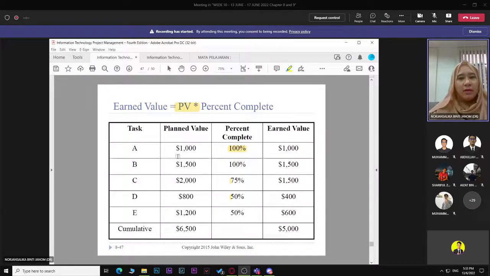So basically, the task is not fully completed. Okay, task C, task D, task E, you need to have another 125% if you calculated cumulatively. Another 125% is not being completed. Kalau boleh kira macam itulah, ya. Kena tambah lagi, dan tapi the task is dah sampai hujung.